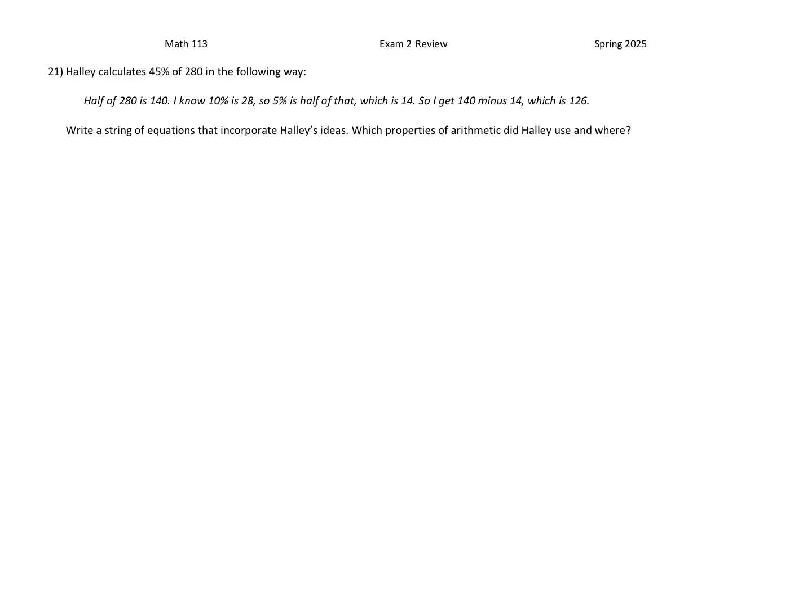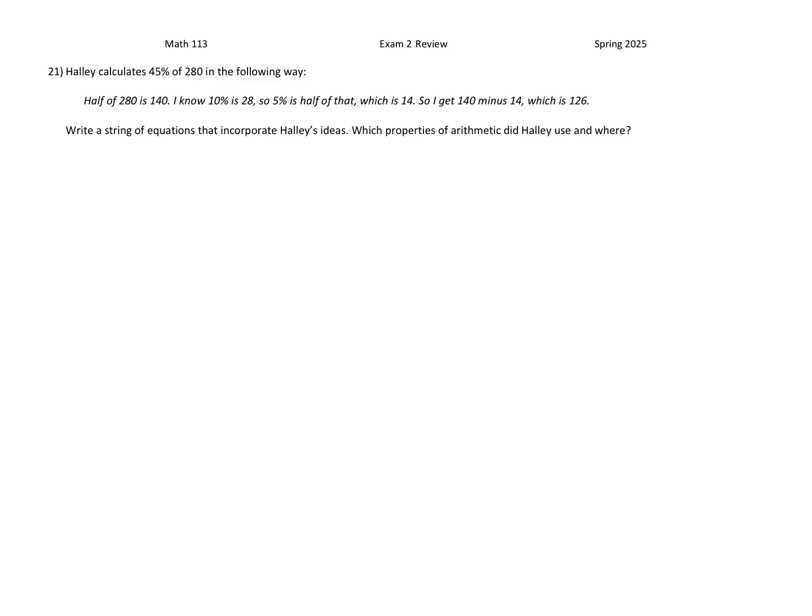Hallie calculates 45% of 280 in the following way. Half of 280 is 140. I know 10% is 28, so 5% is half of that, which is 14. So I get 140 minus 14, which is 126. Write a string of equations that incorporate Hallie's ideas, and which properties of arithmetic did Hallie use and where?